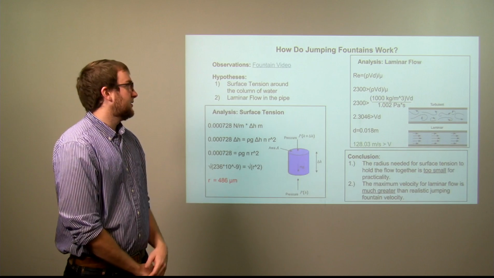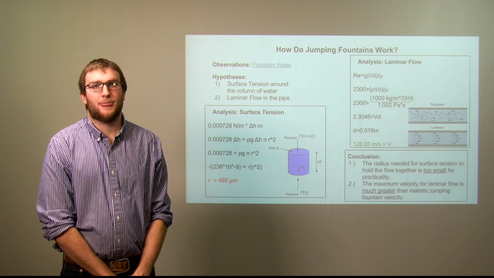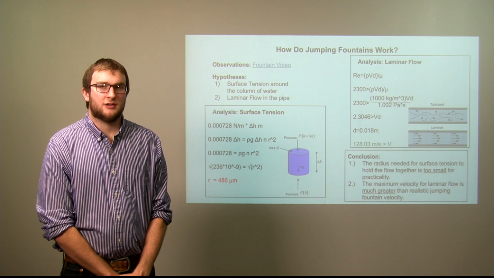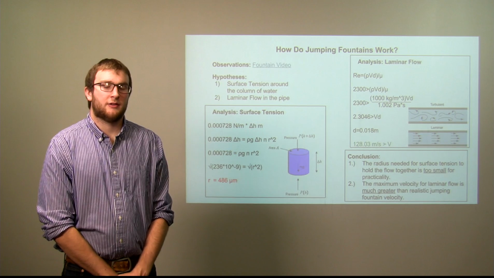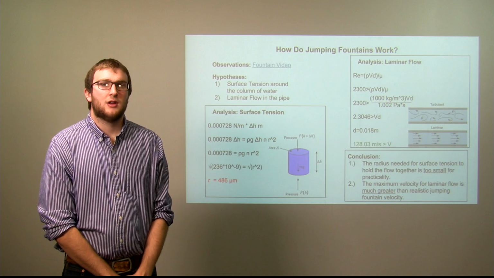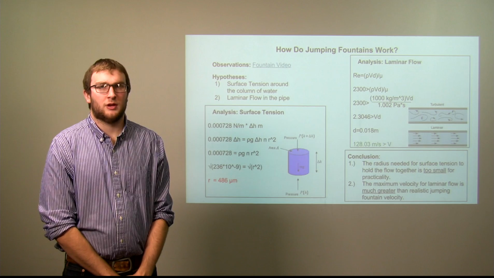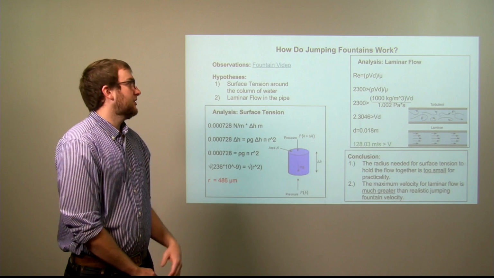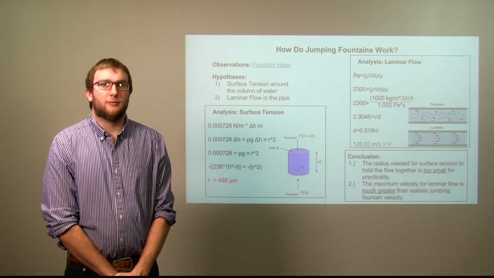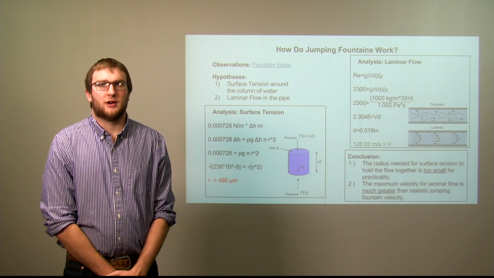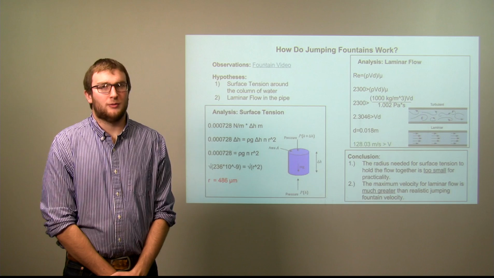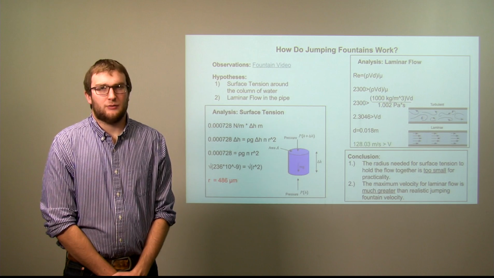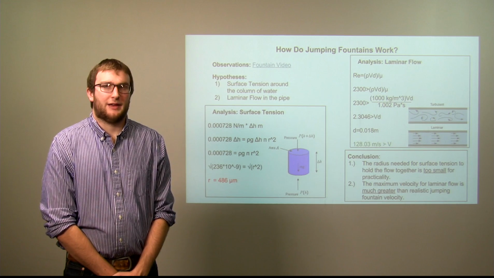Our next analysis consisted of a laminar flow. We used the Reynolds number, which characterizes that laminar flow occurs if the Reynolds number is less than 2300. Anything over 2300 will get into transitional and then into turbulent flow. Now, this equation is Re equals rho Vd over mu, rho being the density of water at 1000 kilograms per meter cubed, and mu being the viscosity of water, 1.002 Pascal seconds.